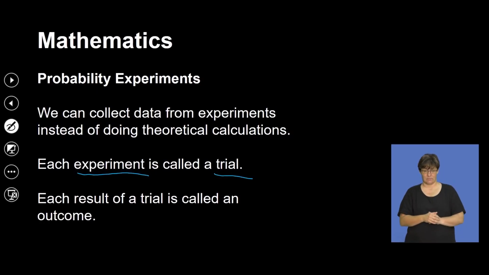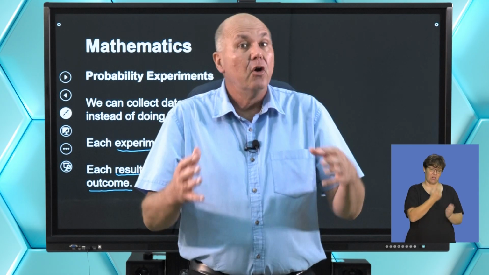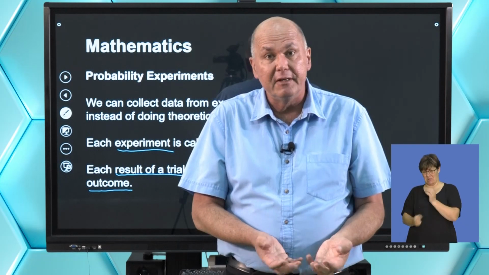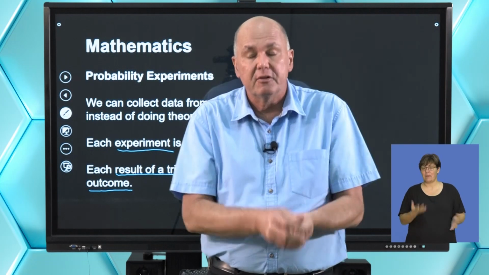Remember that the result of a trial of a particular thing is called an outcome. It can also be called an event. It could be a favorable event, or it could be an unfavorable event. We're not worried, but it is an outcome.